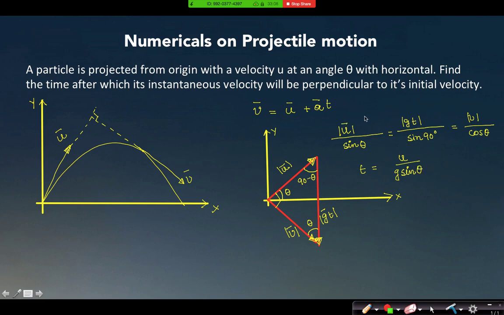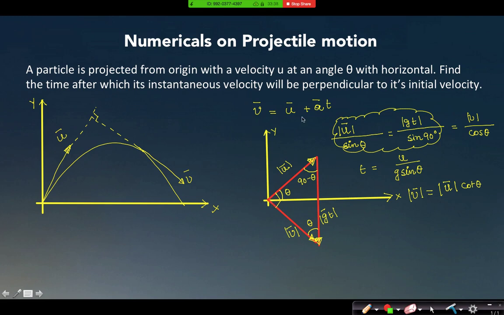Yes or no? From this, can you find what is the time? Yes, sir. And not only time, you can also find the velocity. What is the velocity after this one? u cot theta. Right? So this is another way of approaching this question.